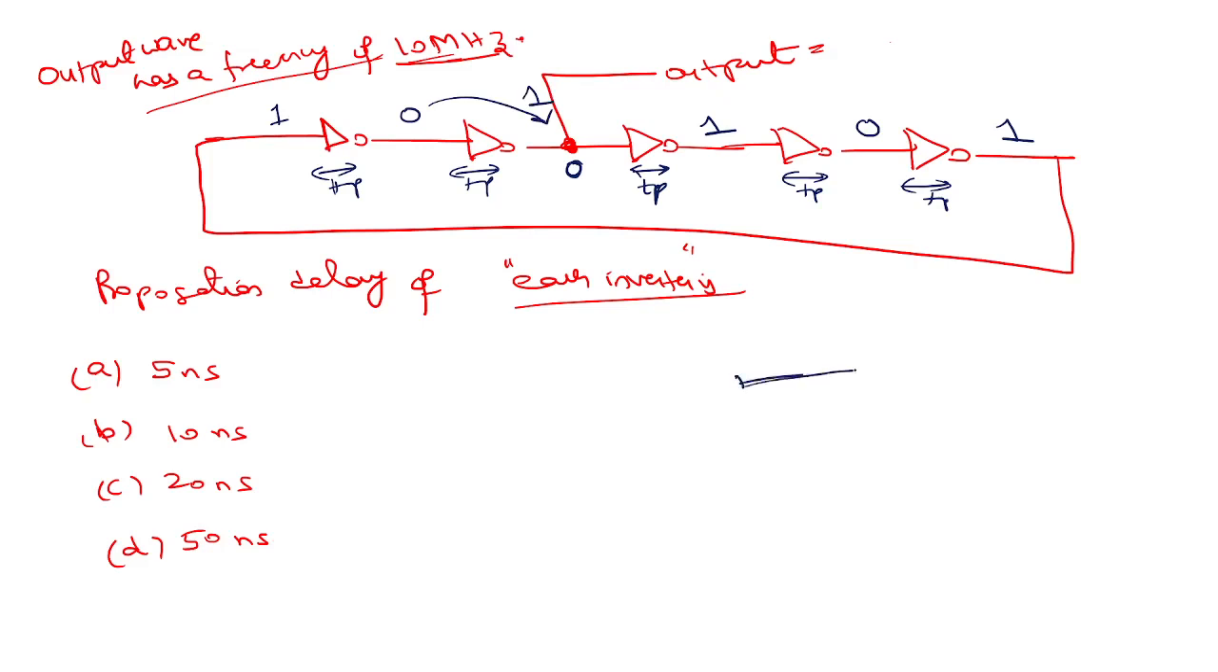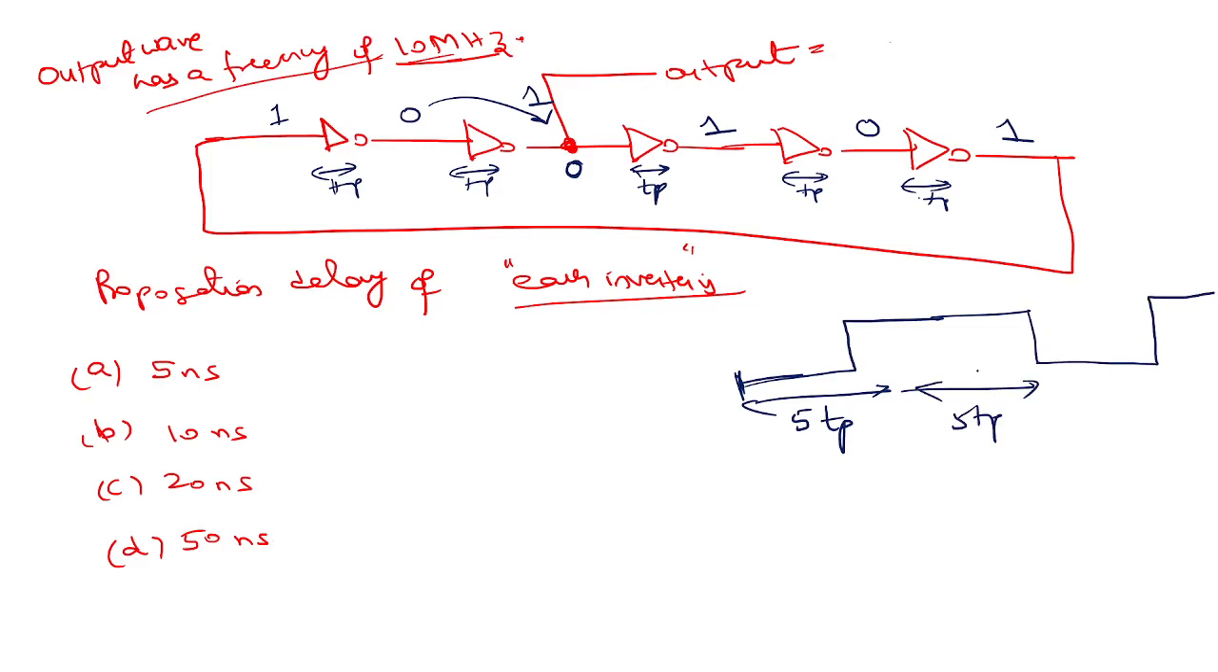So you have 0, you got 1, right? How much time will the 0 be there? TP, 2 TP, 3 TP, 4 TP, 5 TP, right? Then again 1 will be there for 5 more TP. Then it will become 0. Then again it will become 1 and so on, right? Now, is it not the frequency? This is the time period, right? Time period is 10 times TP.